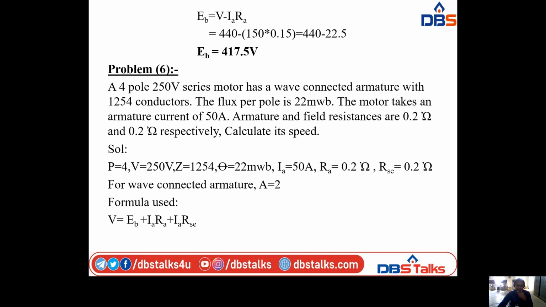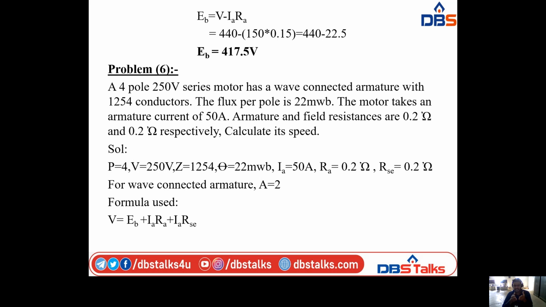And coming to the sixth problem. Here a 4-pole 250 volts series motor has a wave connected armature with 1254 conductors. The flux per pole is 22 milliwebers. The motor takes 50 amperes. Armature and field resistances are 0.2 ohms and 0.2 ohms respectively, and calculate its speed. So from this we have to calculate the speed of a series motor.